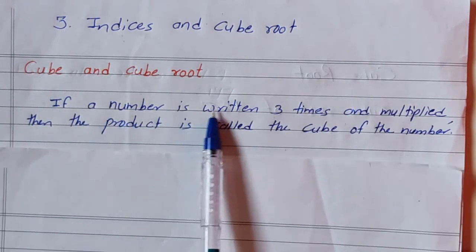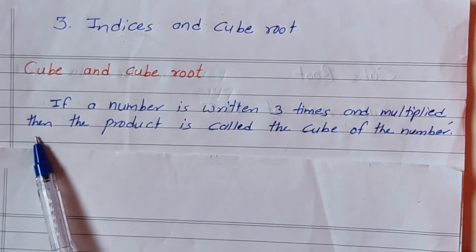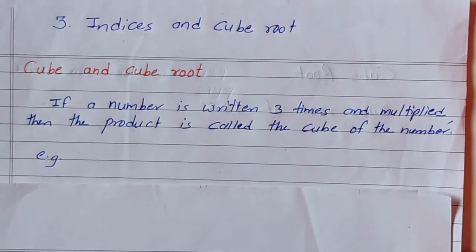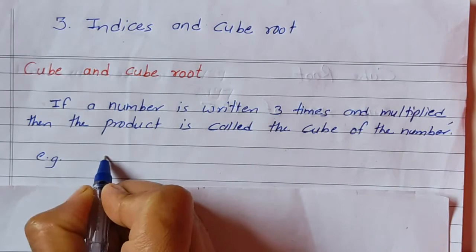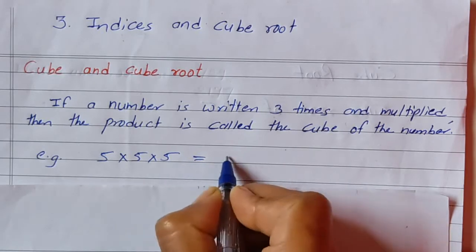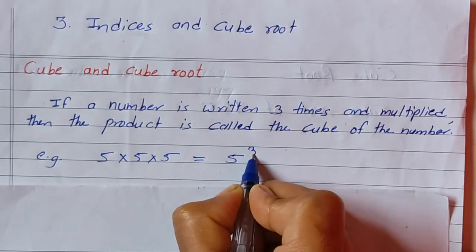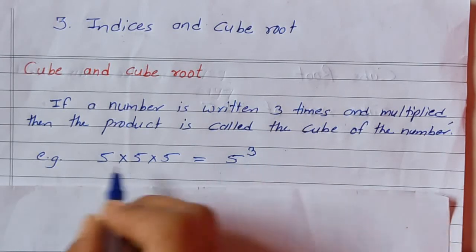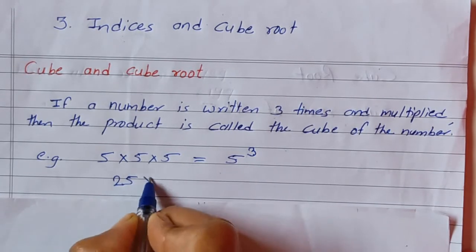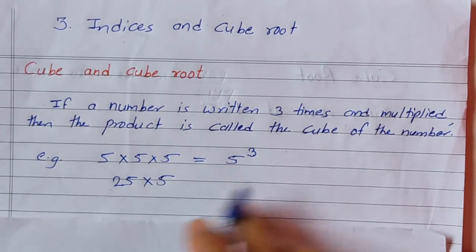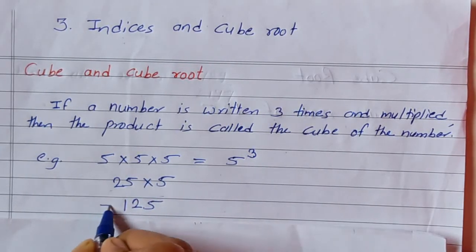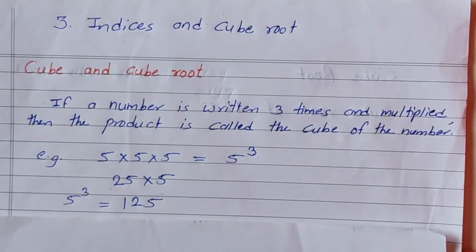If a number is written 3 times and multiplied with each other, then the product is called the cube of that number. Suppose, for example, 5 is written 3 times and multiplied with each other, then it will be written as 5 raised to 3. It means 5 cube. So let us find its answer. 5 into 5 is 25, into 5. If you multiply these two numbers, you will get the answer 125. So this is the answer of 5 cube.